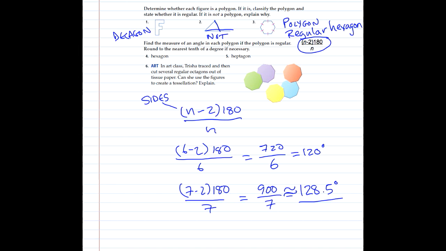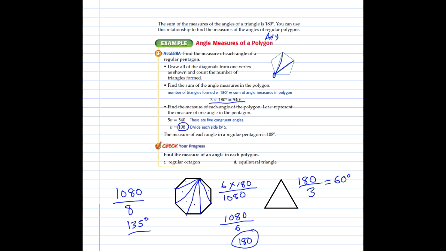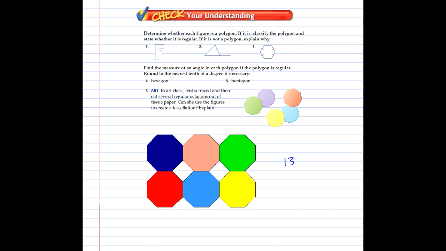In art class, Tricia traced and then cut several regular octagons out of tissue paper. Can she use the figures to create a tessellation? In this example right here that we've done, you can see that she cannot. The size of the angles in a regular octagon, we figured that before in an earlier example. We decided that they were 135 degrees. If we go back here and try to divide 135 into 360, it does not work. We cannot tessellate a surface with a regular octagon.